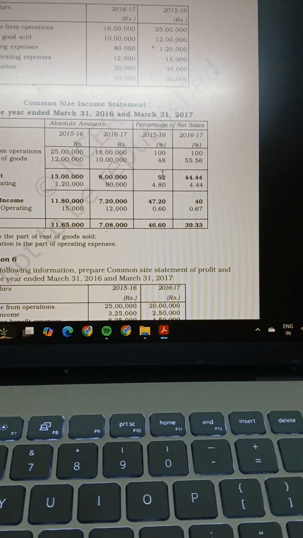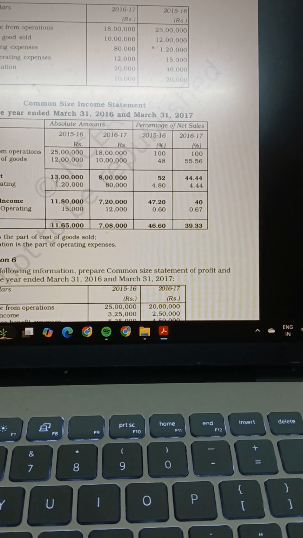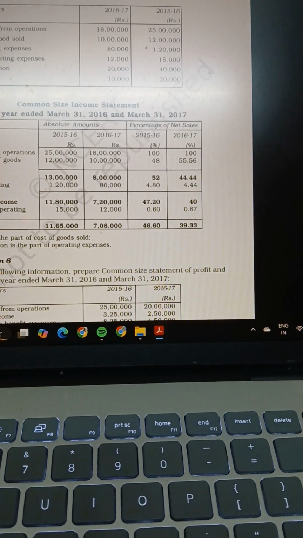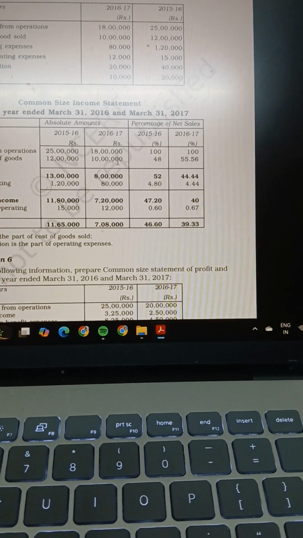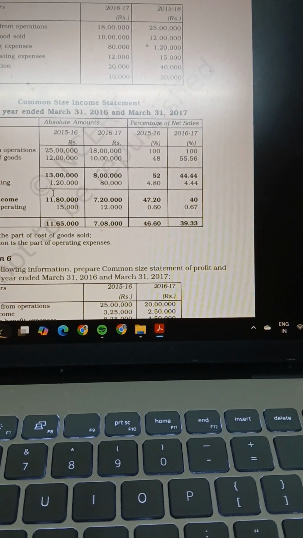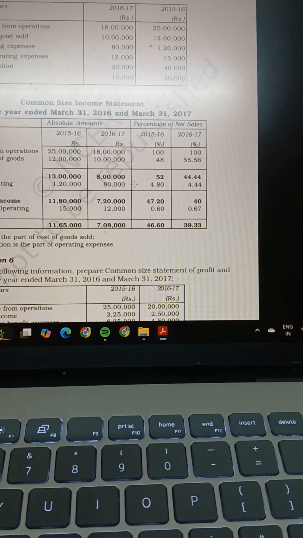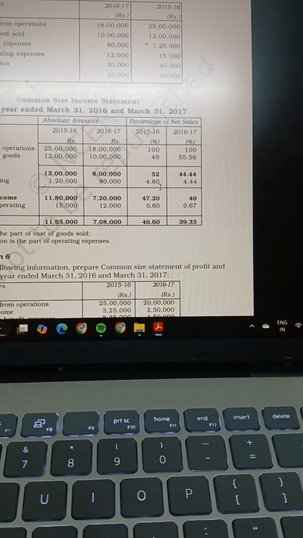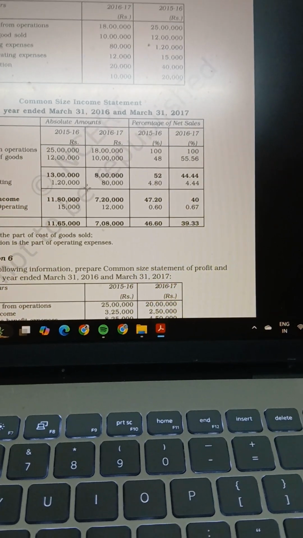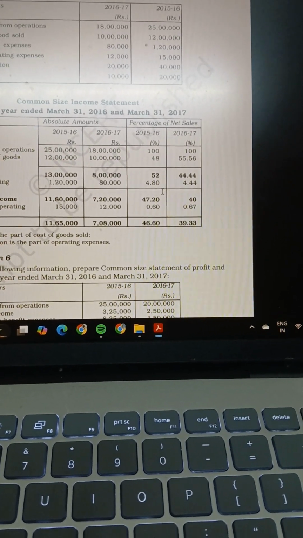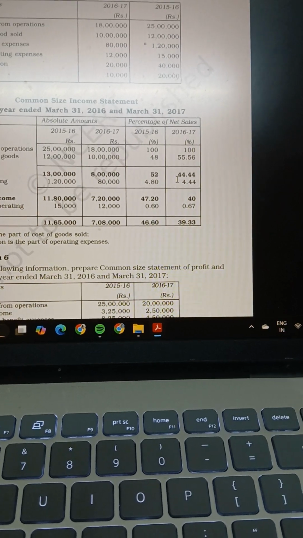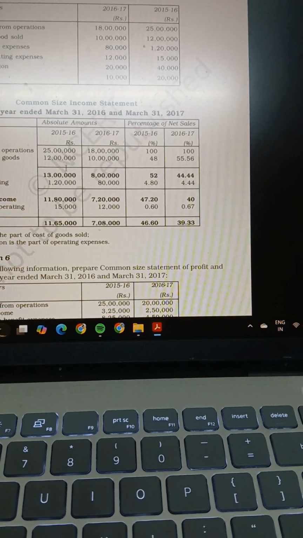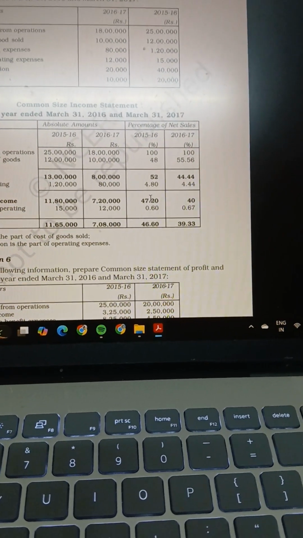The gross profit percentage is got by 13 lakhs divided by 25 lakhs into 100, that is 52. Then 8 lakhs divided by 18 lakhs into 100. Then 1,20,000 divided by 25 lakhs into 100 will be 4.8%. Then 80,000 divided by 18 lakhs into 100 will be 4.44%. Then by subtracting it we get the operating income.